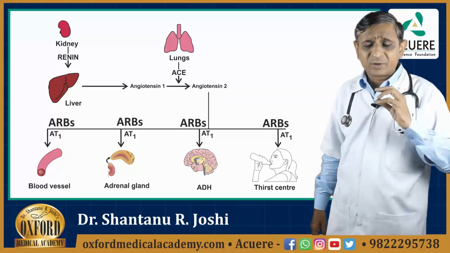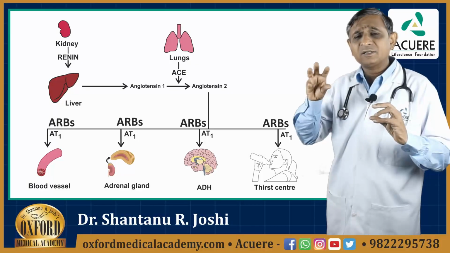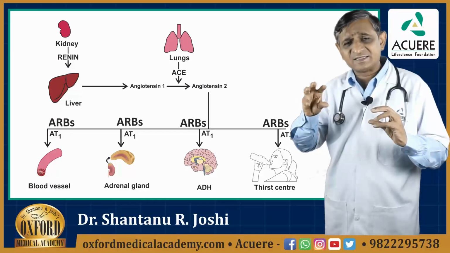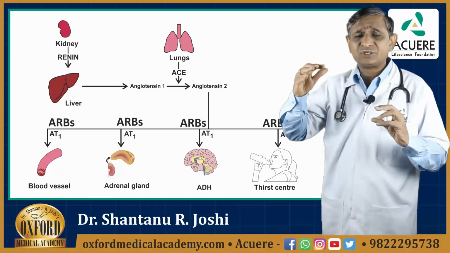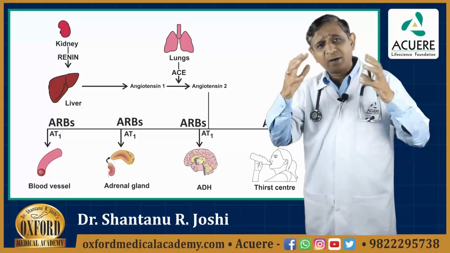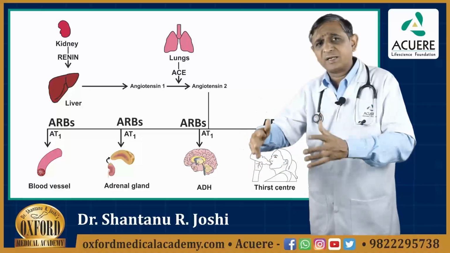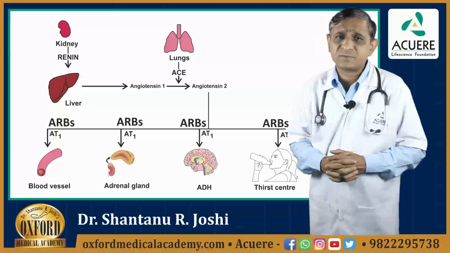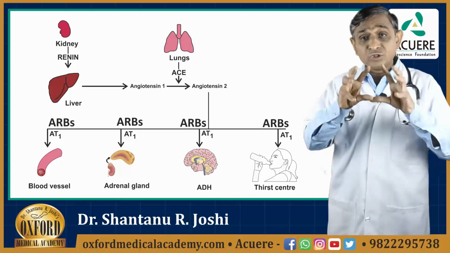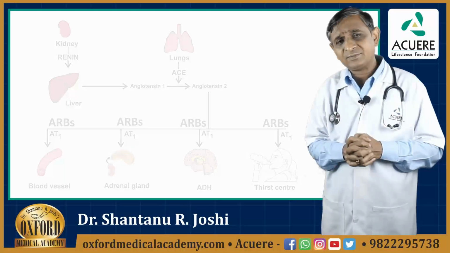And angiotensin II also acts on the thirst center in the brain. It raises the thirst sensation. The individual will take more water. Volume of the blood again rises, and again cardiac output increases. Cardiac output increases, and ultimately the systolic blood pressure will increase. This is the role of angiotensin II.